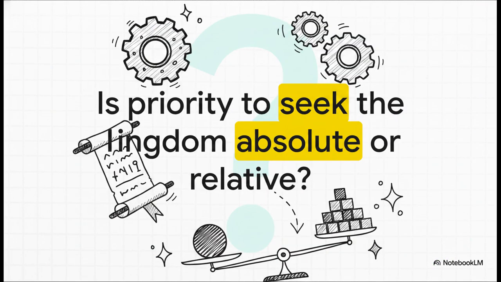As our X-ray analysis concludes today, it leaves us with one final interpretive question to ponder about what it truly means to put the kingdom first in the hierarchy of our daily pursuits. Is it an absolute priority, where it's the only thing we seek, or is it a relative priority, meaning it's the absolute highest goal in a natural hierarchy of human needs?